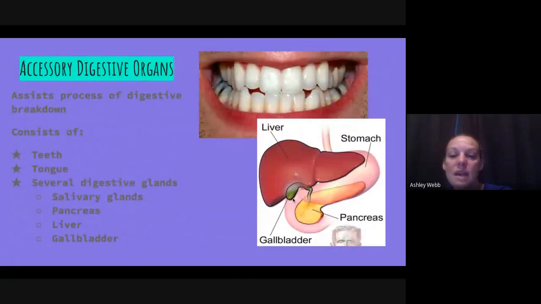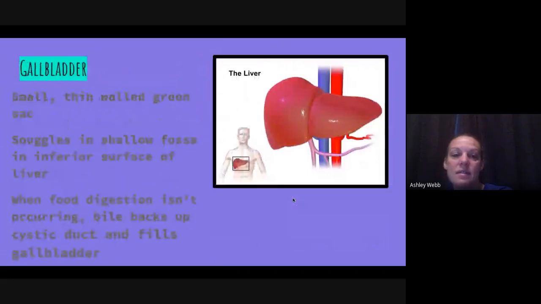In my case, the doctor has removed my gallbladder, and so my liver is just constantly dripping the bile into the digestive system.